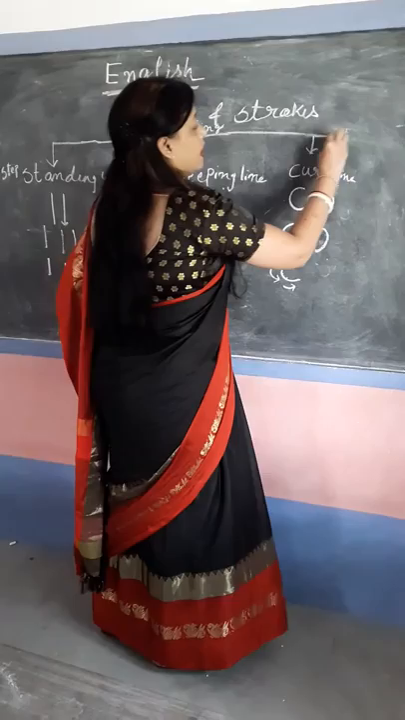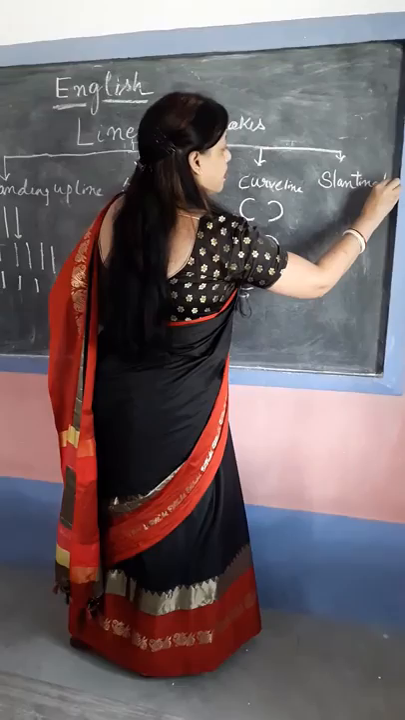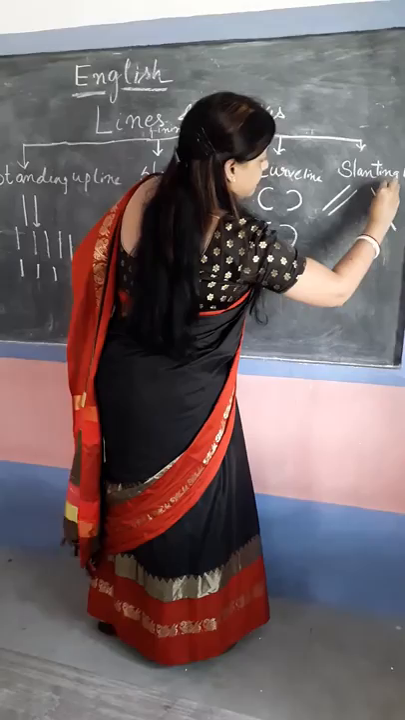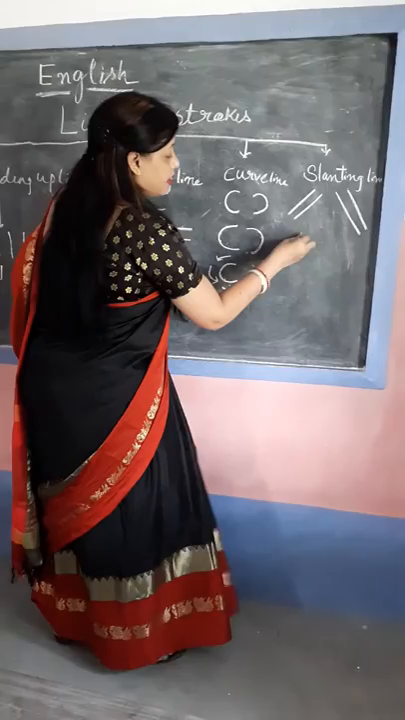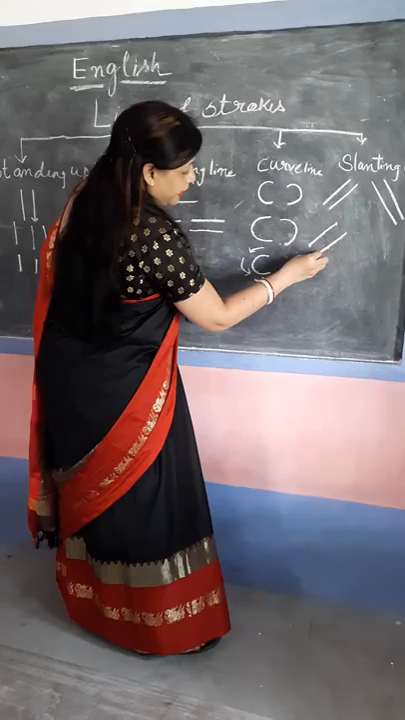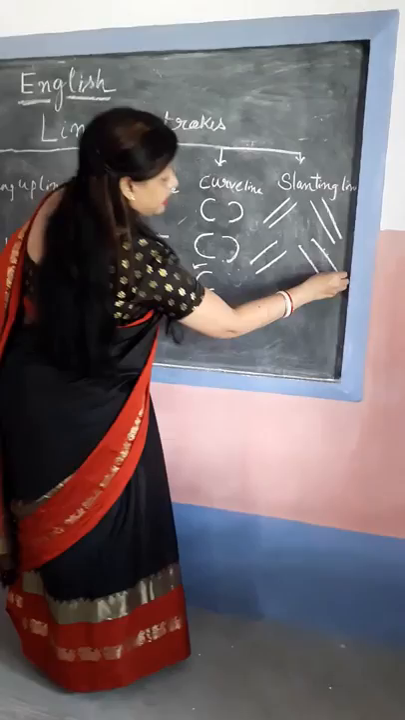Now, the last one is the slanting line. In the slanting line, we go to this slant line like this. We will draw it like this, exactly like this. Now, again, we have to just do like this and tell them to trace it this way. It's very simple to make them understand. Again, like this, like this. So this is called the slanting line.